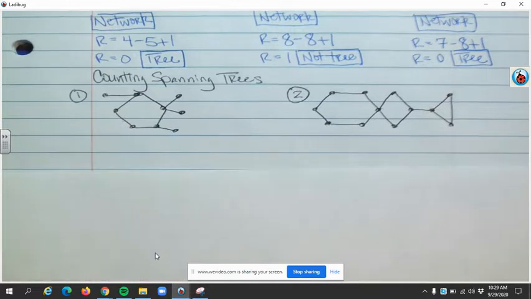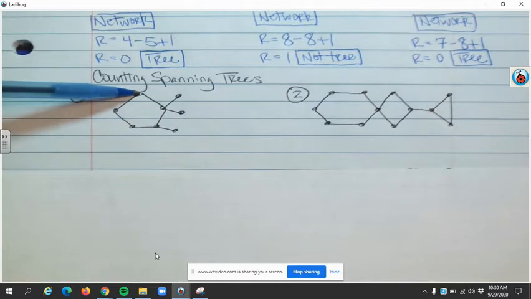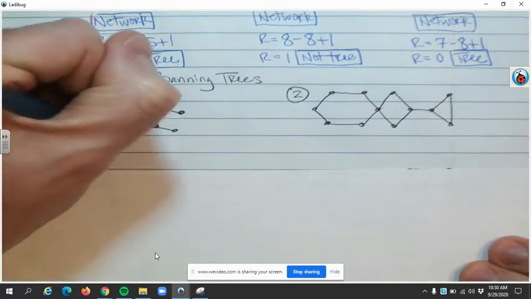So the way we count spanning trees is you first want to find the circuit. In this case, our circuit is in the middle. Our circuit has a length of 1, 2, 3, 4, 5. Since it has a length of 5, that means we have 5 spanning trees.